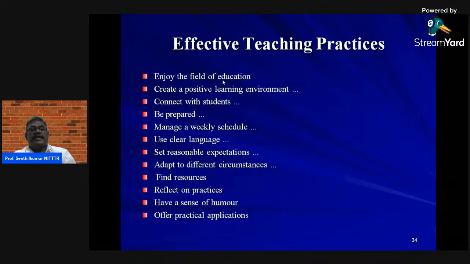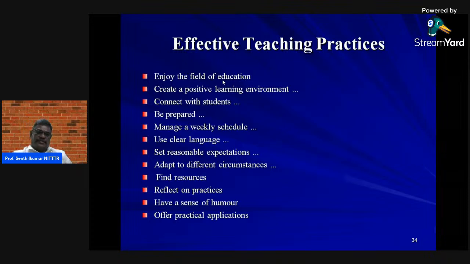Adapt to different circumstances. Suppose a particular subject has six months, one semester. Due to admissions, it may be reduced to three months, so you still have to complete the session. Don't use the banking approach of depositing the content to the student. Adapt it differently. You have to use the flipped classroom method. You give them the material and discuss with the students. That is adapting to different circumstances.